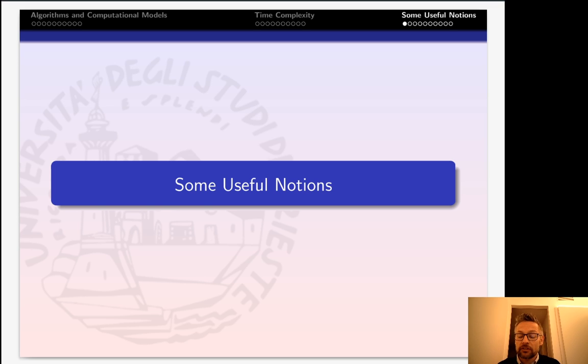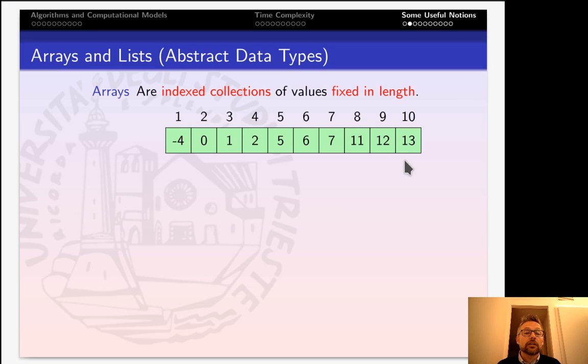So let's move on and let's try to introduce new notions which probably you already know from the very first part of the course, so advanced programming, but I still think it's useful to recap them. So let me move to the slides. Here we are. First of all, let's introduce some extremely useful abstract data type, the arrays.